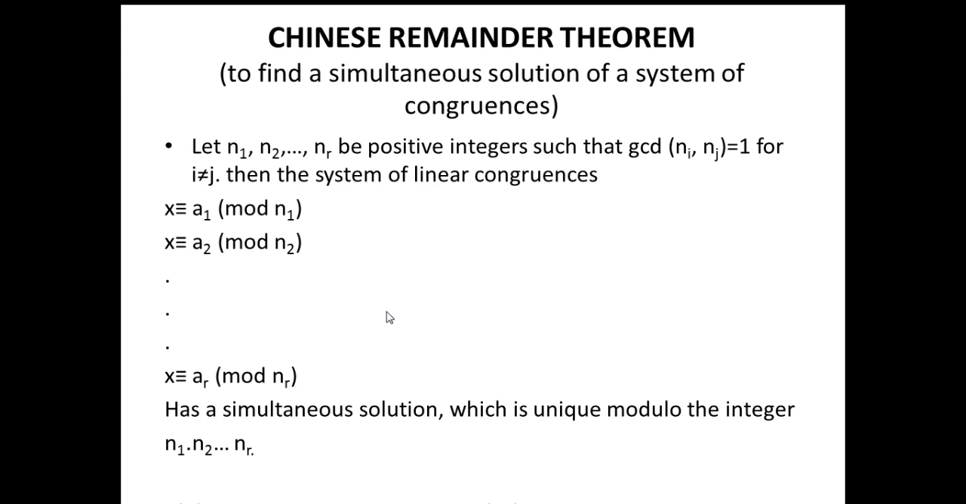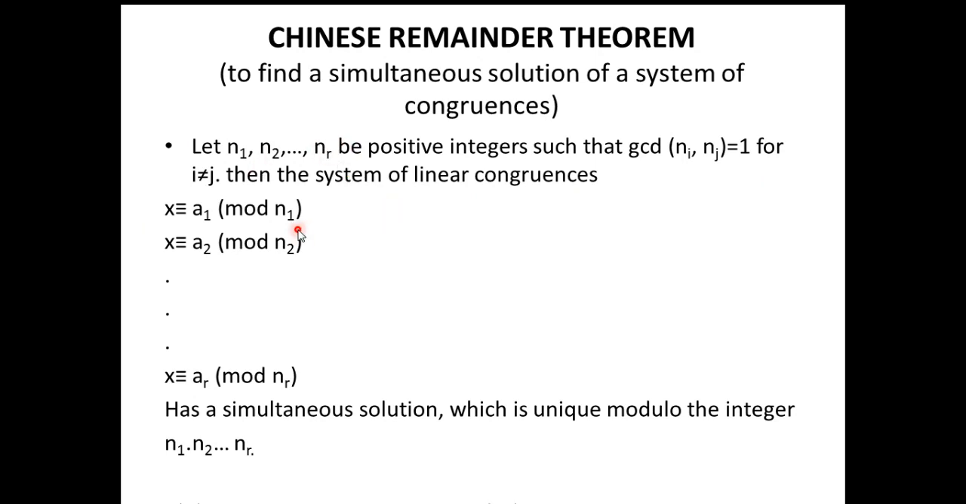Next theorem is one of the important theorems in number theory. It is the Chinese remainder theorem. This is used to find a simultaneous solution of a system of congruences. So let n1, n2, n3 up to nr be positive integers such that GCD of ni and nj is 1 for i not equal to j. These ni's are relatively prime.